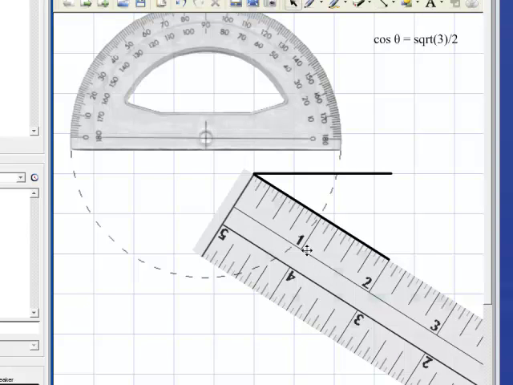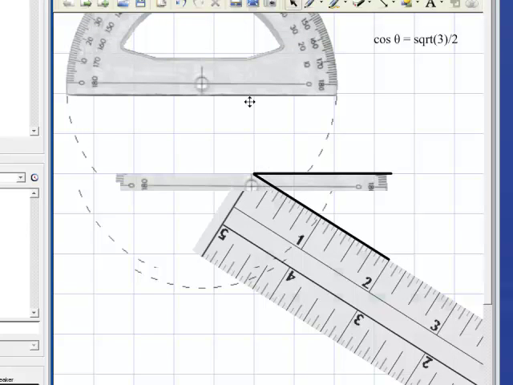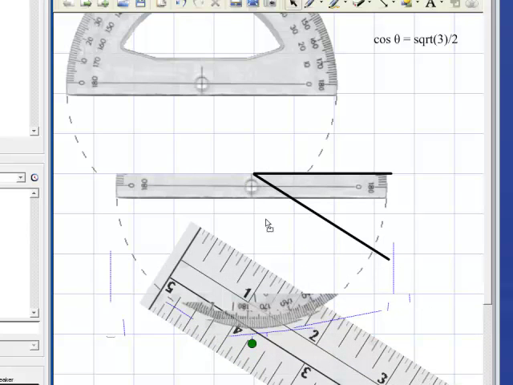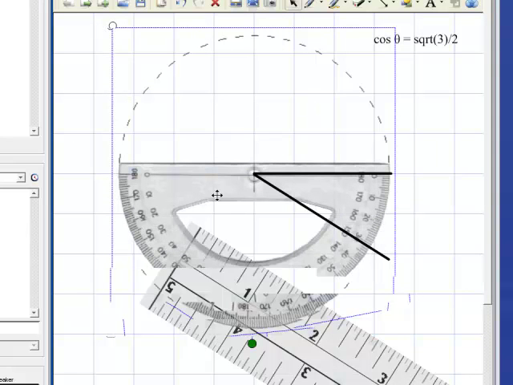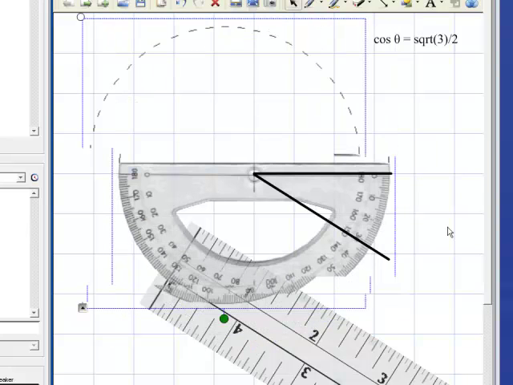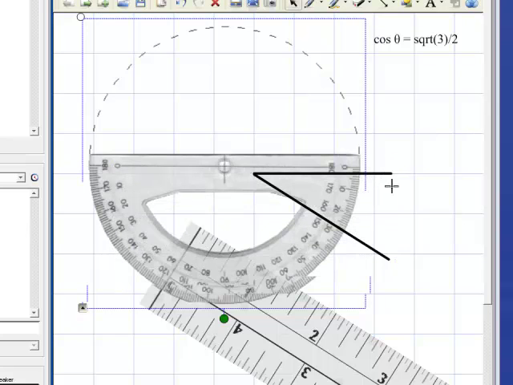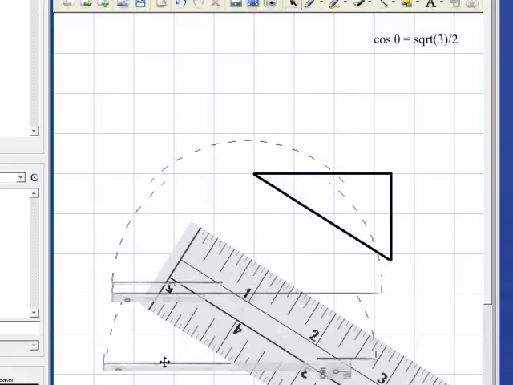Just out of curiosity, I can also measure the angle. There we go. Yeah, 30 degrees, which actually turns out to be correct. We'll see that in an upcoming section. And then I'm going to do the third side, which is right here. I'm going to move the protractor out of the way.